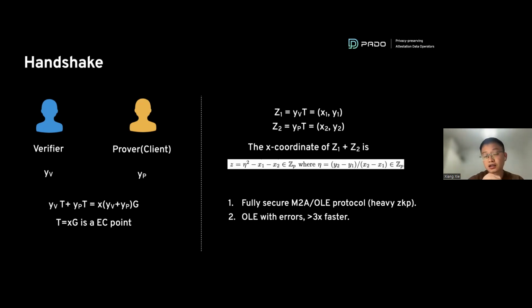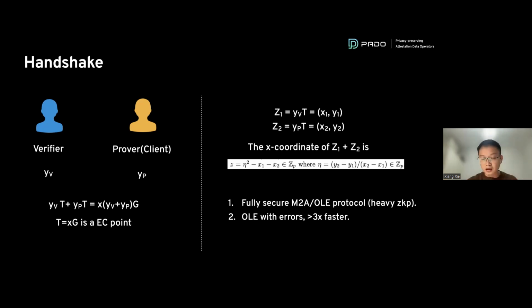In the DECO paper, they are using pairing homomorphic encryption and equality proofs to construct this M2A protocol. We found that in our case, we can just use a very weak OLE version, what we call OLE with errors. OLE with errors means that in the protocol, we can guarantee the privacy of all the inputs, but we cannot guarantee the correctness of the output.